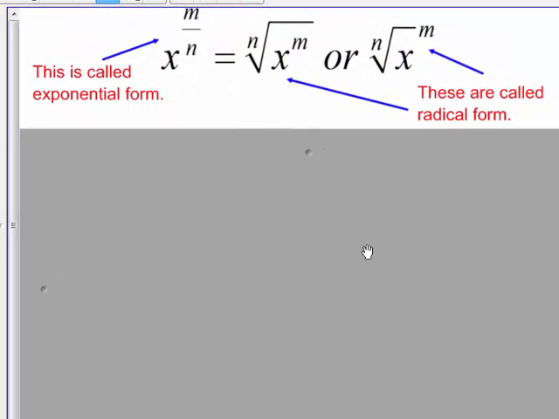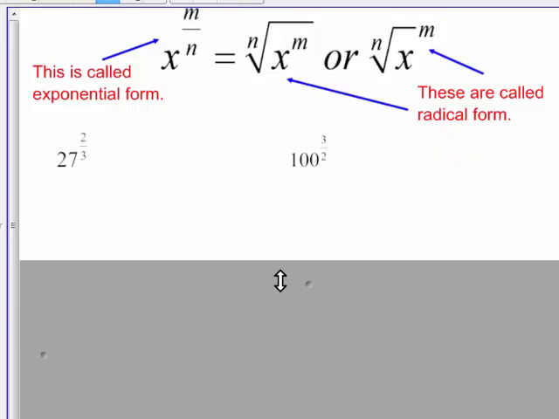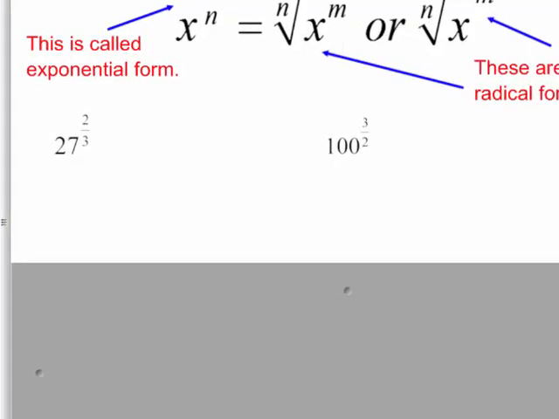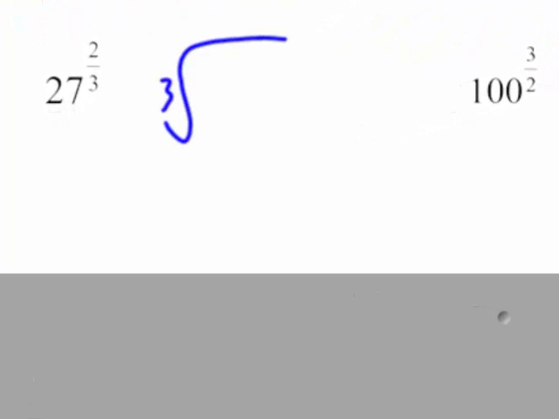All right, so here's our rule. Exponential form is written as a fraction, x to the m over n power. If we write it in radical form, okay, the main thing is whatever is in the denominator, that's like the root that we're taking. And whatever is in the numerator, that's the exponent that can either go on the inside or the outside of the radical. Either one is just fine. It does not matter. Okay, so for example, if I were to rewrite some of these guys, this would be the cubic root of 27 squared.